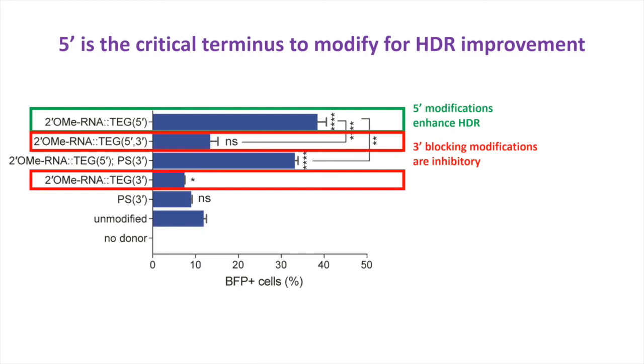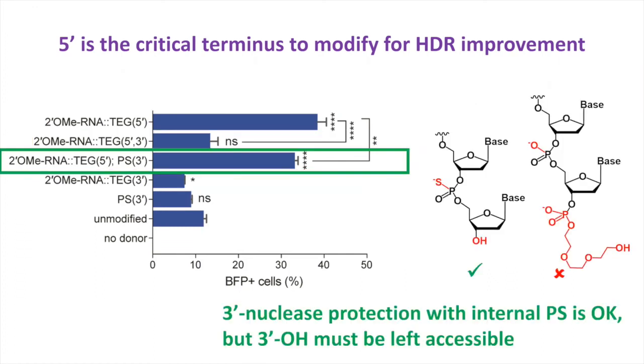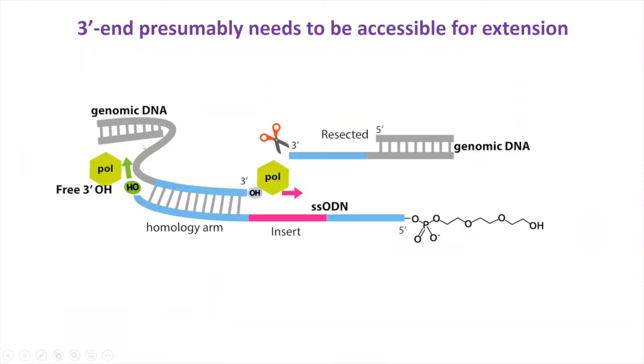And it's not about nuclease stability because we can put a phosphorothioate modification at the 3' end, but the 3' OH needs to be left accessible. And this presumably indicates that it needs to be accessible for extension, that it's serving to be a substrate for polymerase to further extend it.